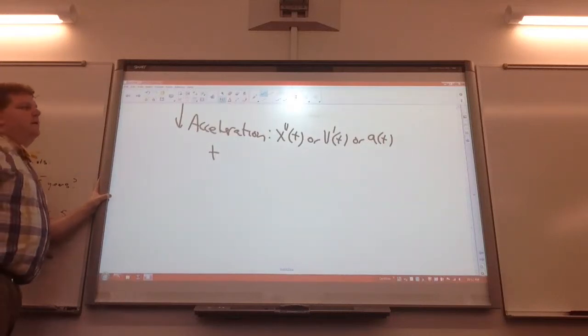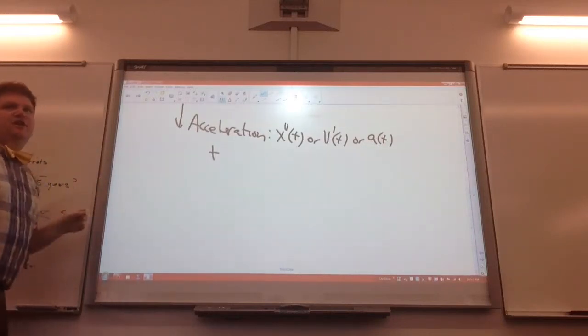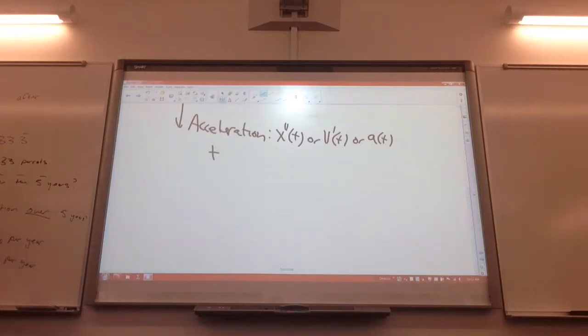So I could be having a negative velocity, so I could be moving towards the left, but my acceleration could now be to the right. And so what's going to happen is I'm going to start slowing down, aren't I? Okay, and eventually stop and then start moving in the opposite direction.